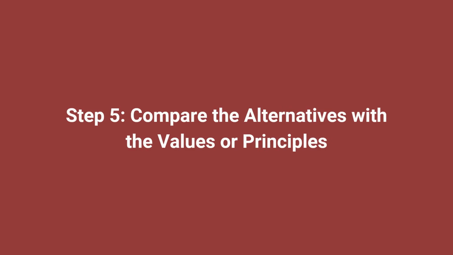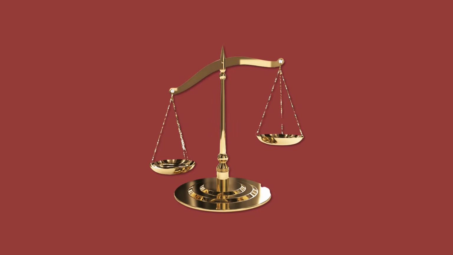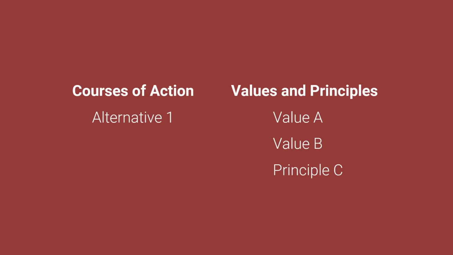Step 5. Compare the alternatives with the values or principles. Step 5 tests your remaining alternatives by weighing them against the moral values and principles involved in the dilemma. If an alternative fails to satisfy these values and principles, then you will have to eliminate it from your possible courses of action. Take note that you may have to weigh the values and principles themselves against each other in order to arrive at the best available alternative.